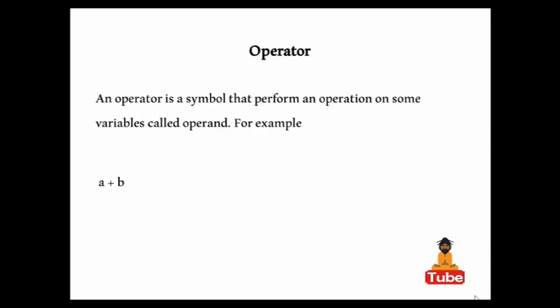What is an operator? An operator is a symbol that performs an operation on some variables, and those variables are called operands. Sometimes it may be constant. For example, let's see here in this case A and B are operands, whereas this plus is operator. It is operating on two variables, that's why it will be known as binary operators. Let's see.